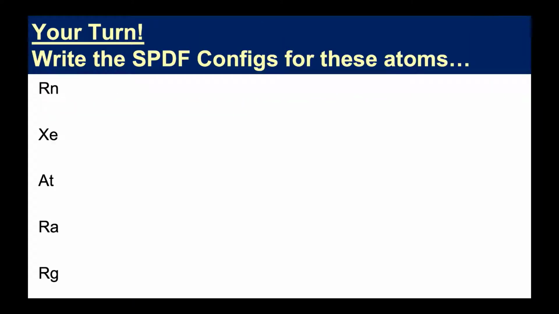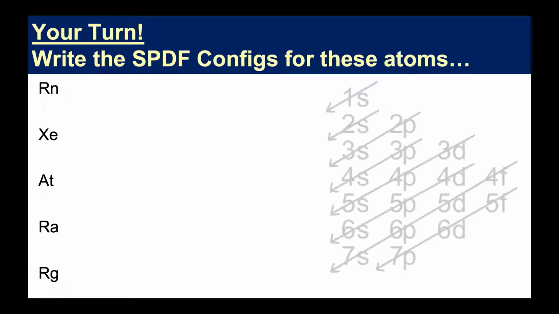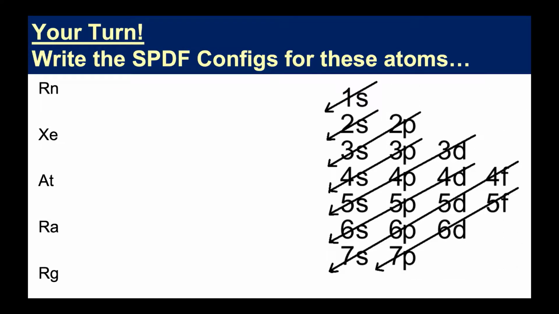Now the big test. This is your turn. There are 5 electron configurations for you to write. Some are way deep in the periodic table, so make sure you use the matrix for this. Pause the video now and then unpause when you're ready for the answer.